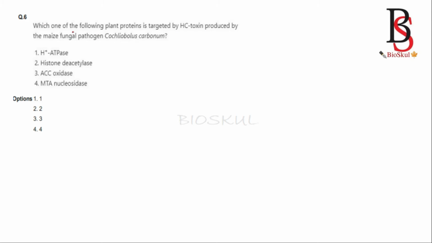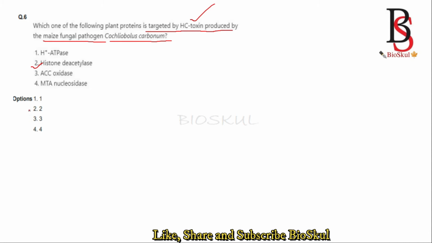Which one of the following plant proteins is targeted by HC toxin produced by maize fungal pathogen Cochliobolus carbonum? HC toxin is produced by the maize fungal pathogen. It targets histone deacetylase. So the correct answer is option 2. It is histone deacetylase.